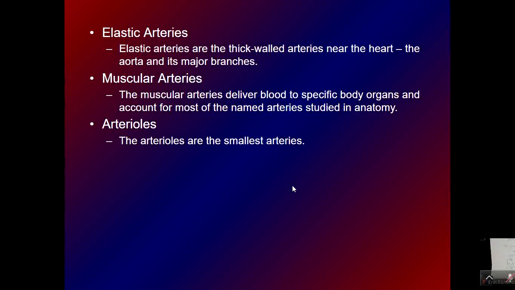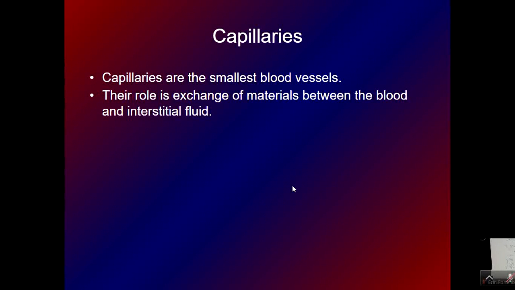The muscular arteries, their job is to deliver blood to specific body organs or specific body parts. And these are the named arteries that we study in anatomy, like the femoral, the brachial, the carotid. Now, arterioles are the smallest of all of the arteries. So they're teeny, teeny, tiny, and it's where those muscular arteries have branched off into even smaller areas, and they feed the actual tissues.